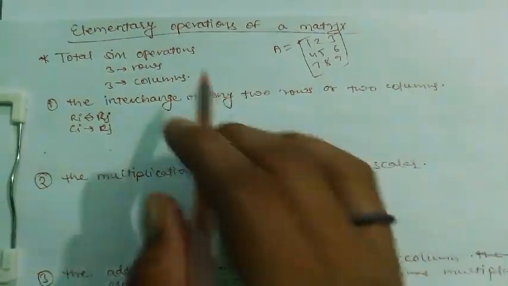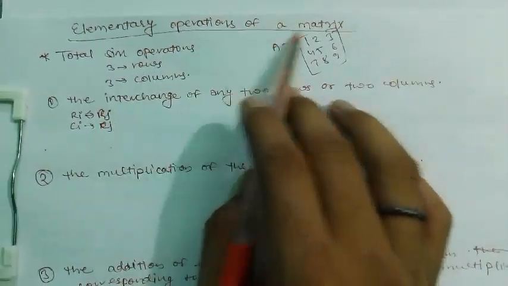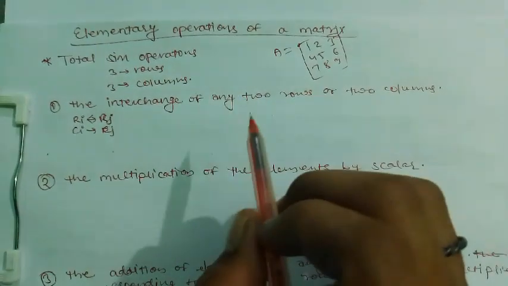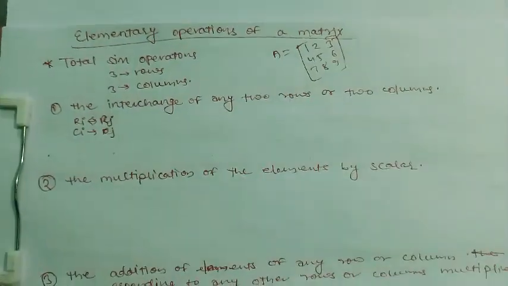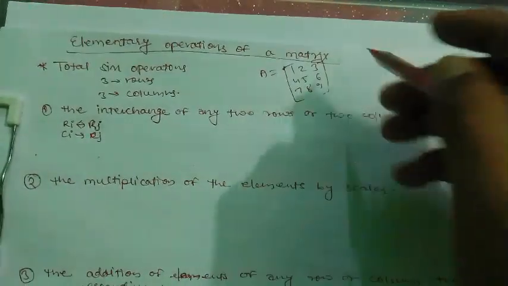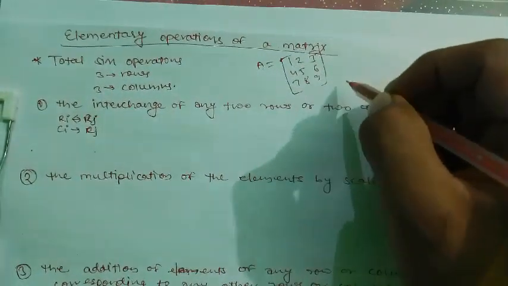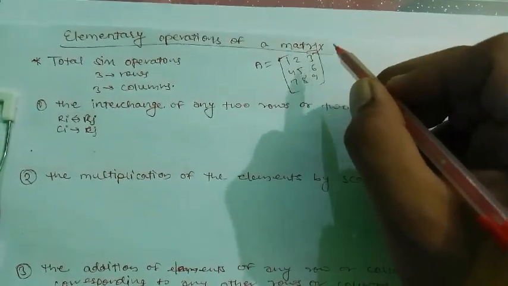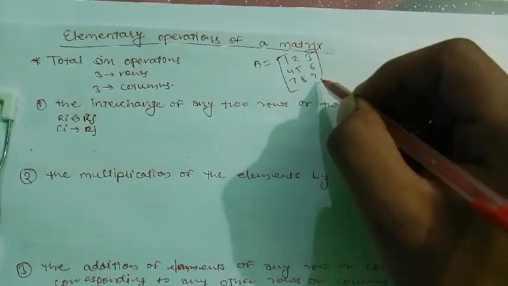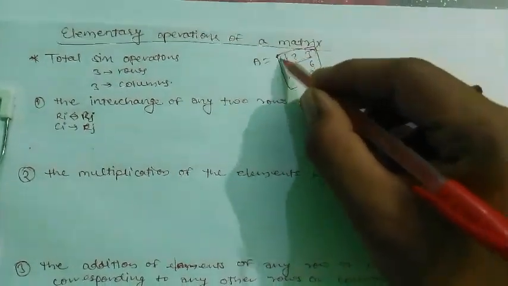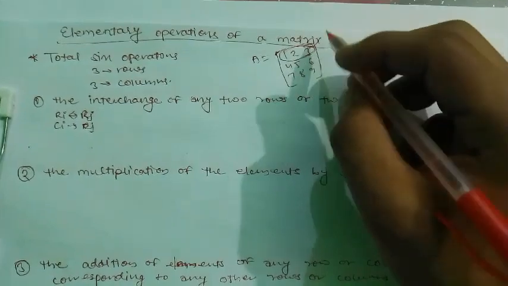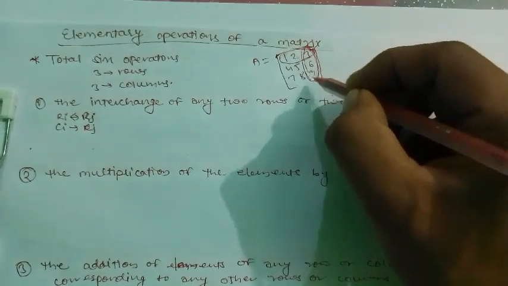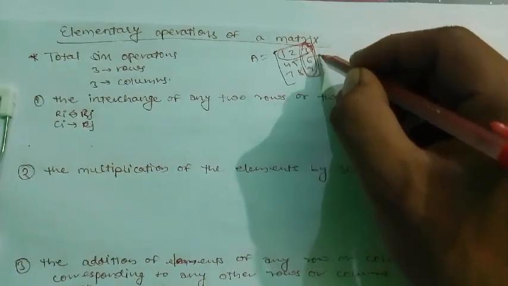Hello everyone. So my next topic is elementary operations of a matrix. Elementary operations means any operations of a matrix in a row or column. Elementary, in mathematical terms, means binary operations with the elements. That's why we call it elementary, because every element, or the matrix elements, are involved, so that's why we call it elementary operation.